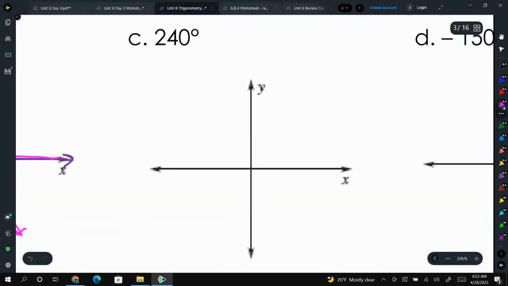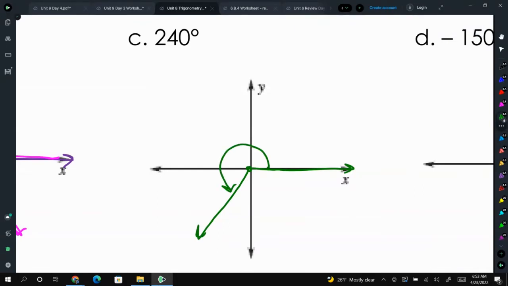Positive 240. Well, again, we know that a straight line is 180 degrees. And then going down here, this rotation would be 270. So we want more than 180, but less than 270, but also closer to 270 than to 180. So this will be a good estimation for the angle.